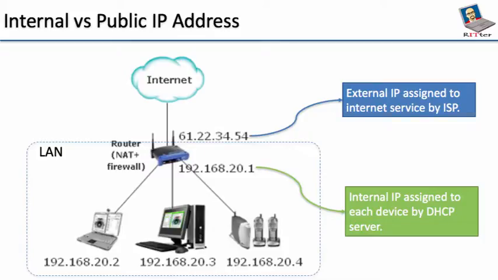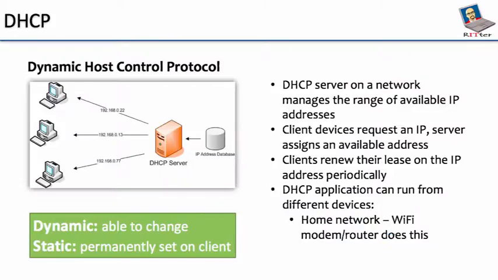So you can see in this example, you've got all of those other clients with 192 addresses, which is in the range provided by the DHCP server running on that router. So that's the difference between internal and public IP addresses. So how do devices get given an IP address?